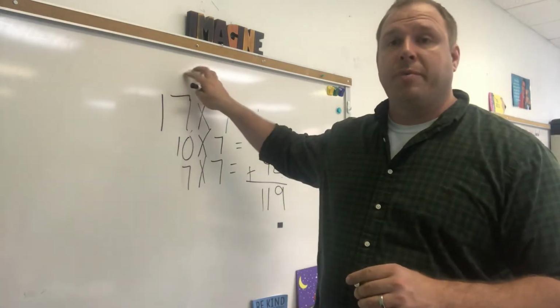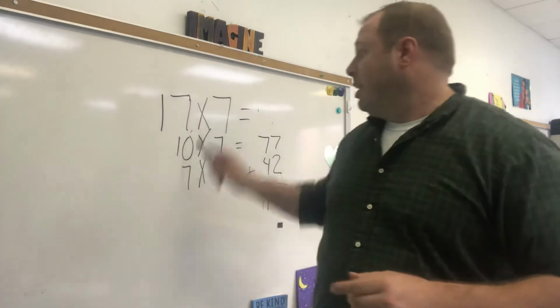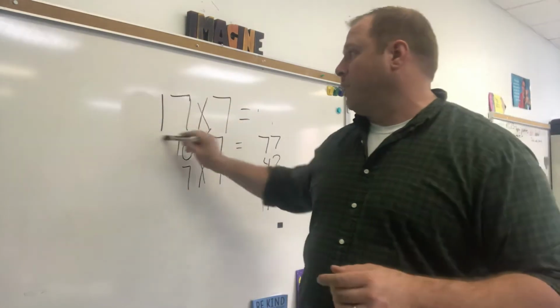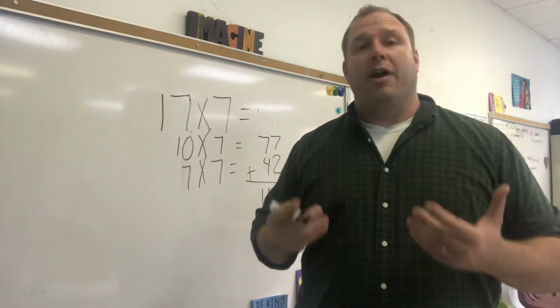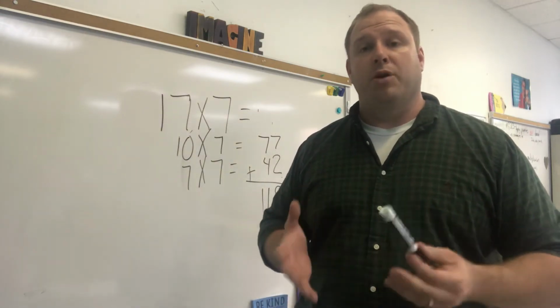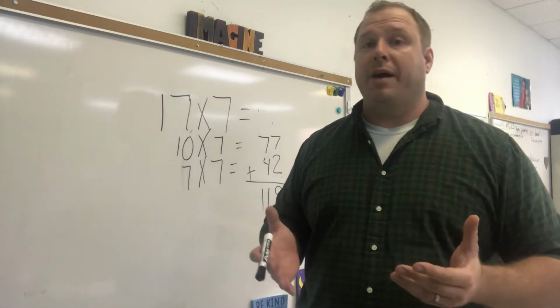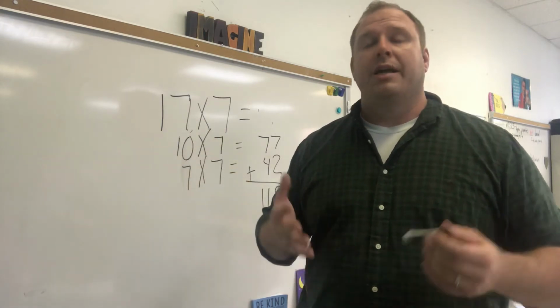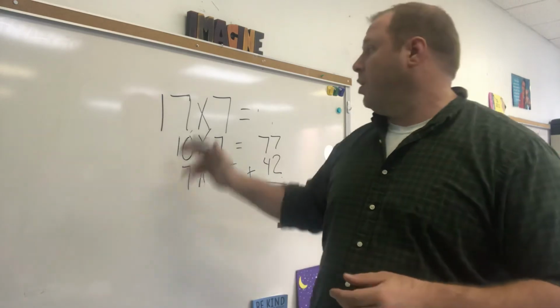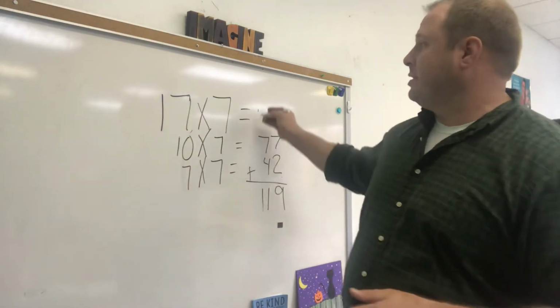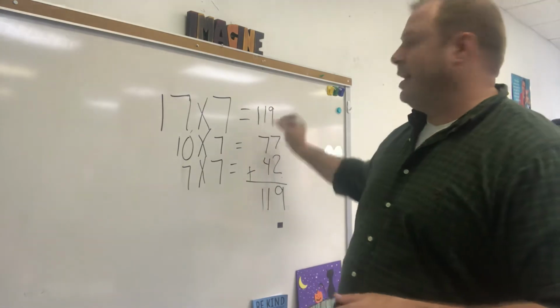But this is the distributive property. First thing we want to do, set up our skeleton. Second thing, decide what two numbers add up to the largest factor that are easiest for us to multiply by. The distributive property of multiplication can be a very useful tool in helping us solve these harder problems. 17 times 7, 119.